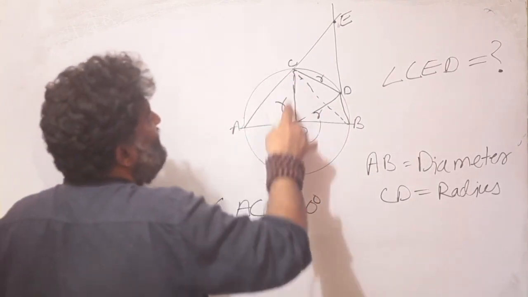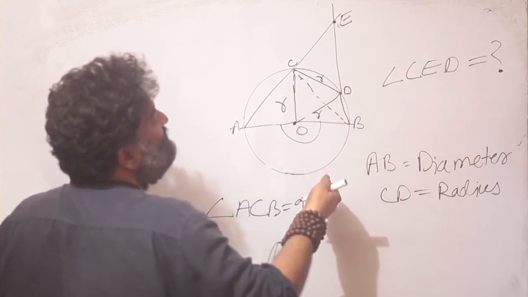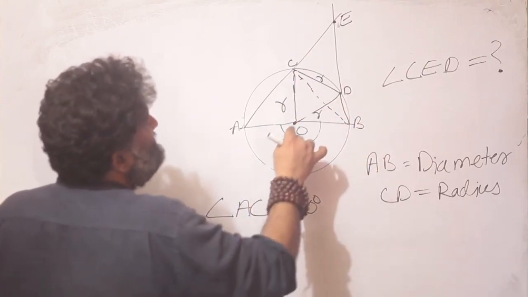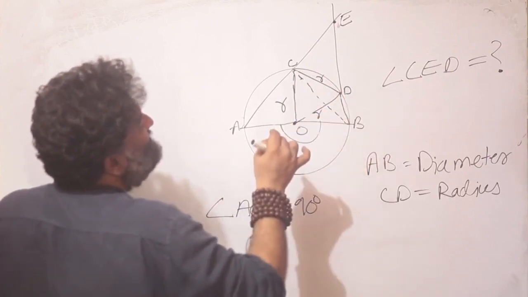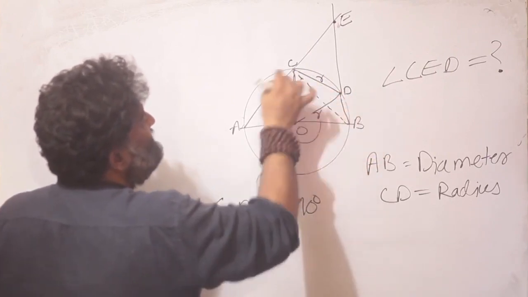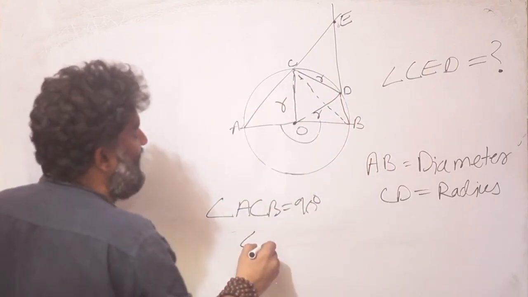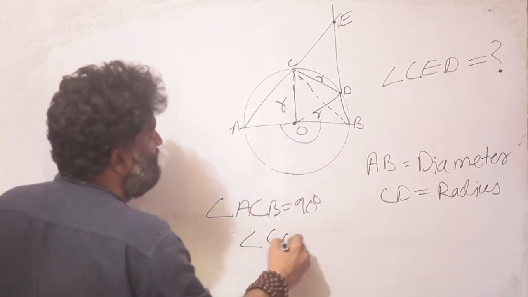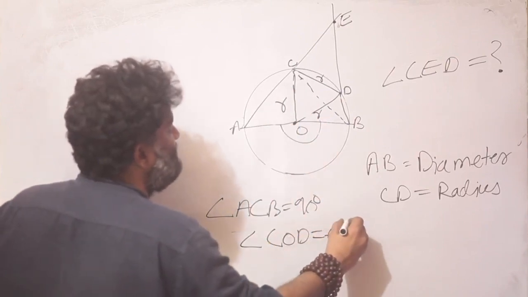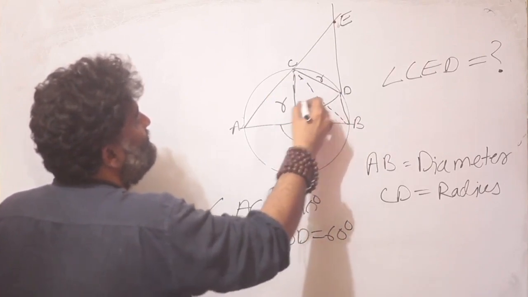Just that this triangle COD, all the sides are equal. That means all the angles are going to be 60 degrees. That means angle OCD is going to be 60 degrees, angle COD is going to be 60 degrees, and angle ODC is also going to be 60 degrees. So capture that information: angle COD is going to be 60 degrees.